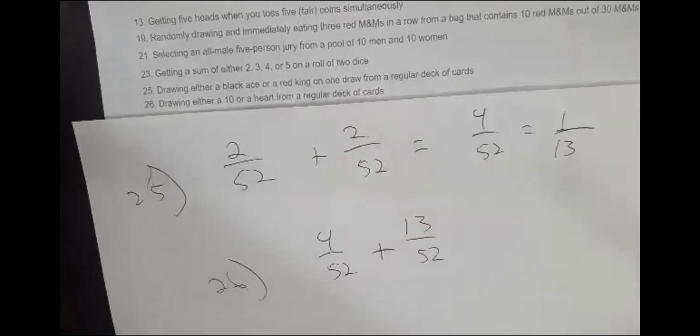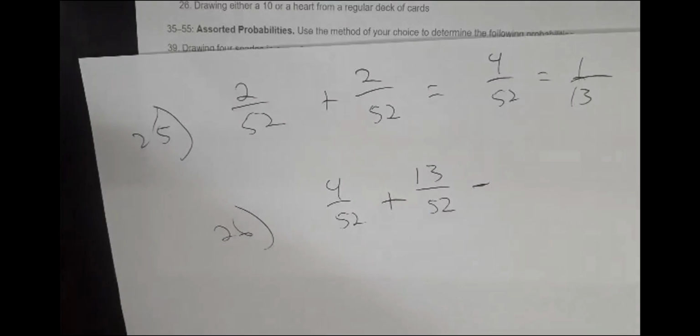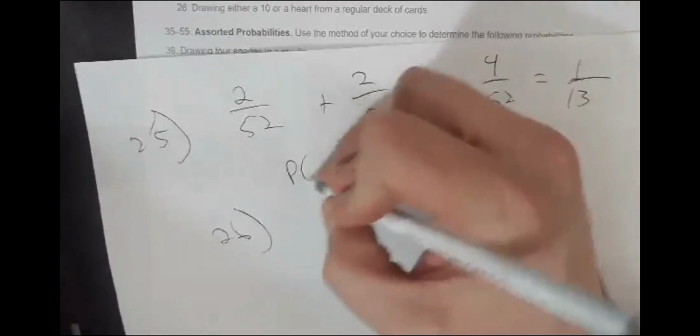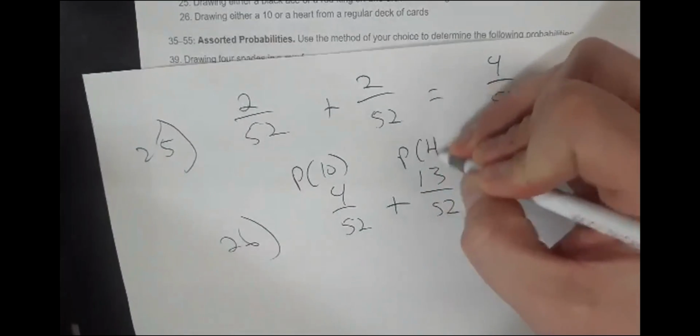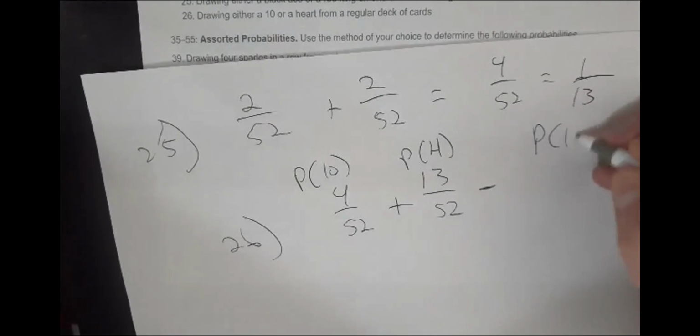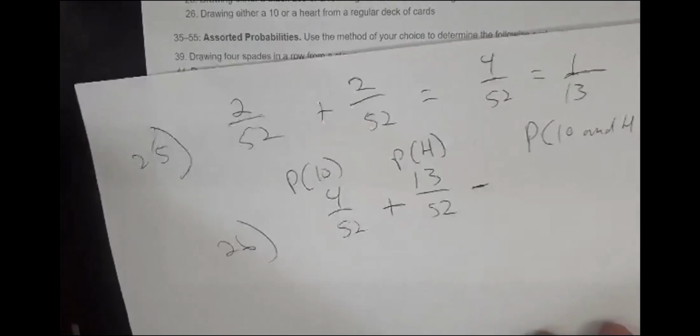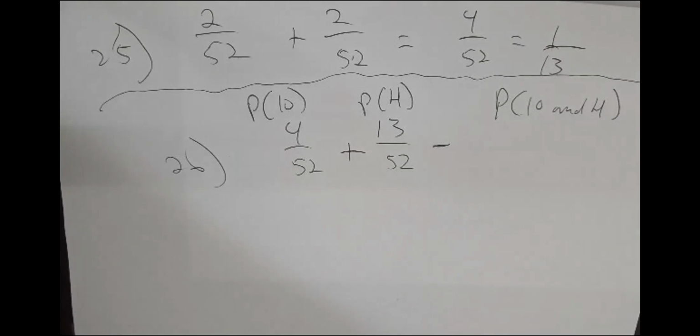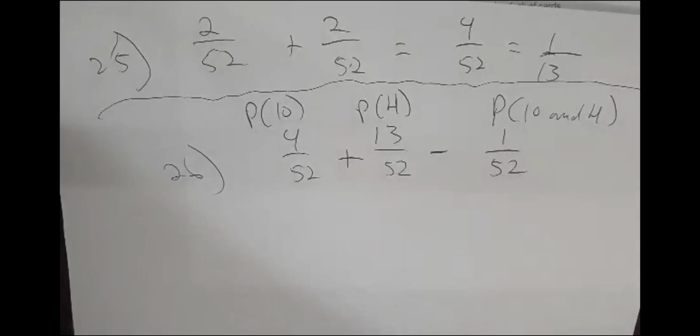So here they can overlap, is the point. I have to subtract what? The probability that it will be a 10 and a heart. The probability of 10, the probability of hearts, the probability that it will be 10 and a heart. You have to go back and subtract that overlap. So what is the probability that I will draw a 10 of hearts? It's 1. There's 1 10 of hearts in the entire deck out of the 52.